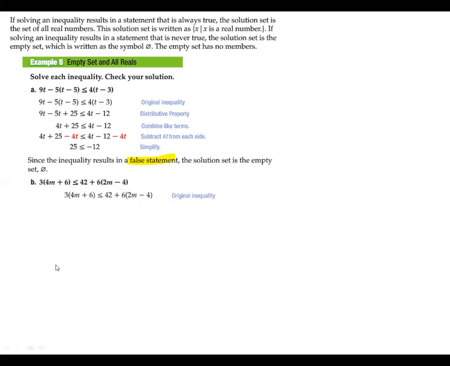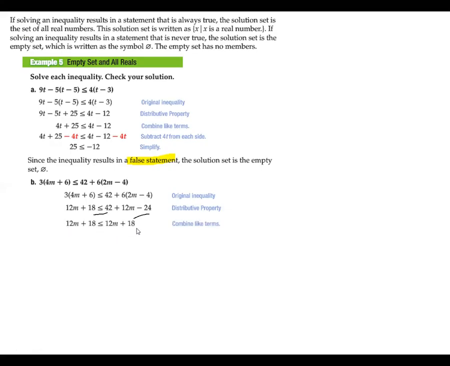So first we're going to distribute. The 3 goes to this set of parentheses, and the 6 goes to this set. The 42 just hangs out for now. So you have 12m plus 18 is less than or equal to 42 plus 12m minus 24. Combine these two like terms, the 42 and the minus 24, and you have 12m plus 18 is less than or equal to 12m plus 18.